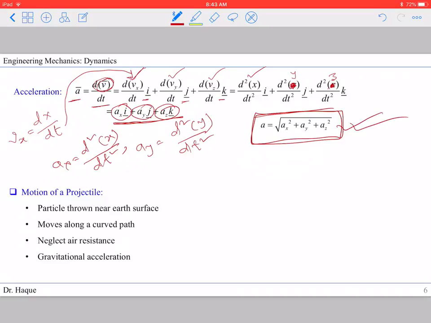So now we have studied the position, velocity, and acceleration for a rectangular coordinate system. We found the components. Next we will study tangential components and then cylindrical components. But before that, we need to study another concept that we're going to use in problem solving, which is motion of a projectile. So projectile motion.